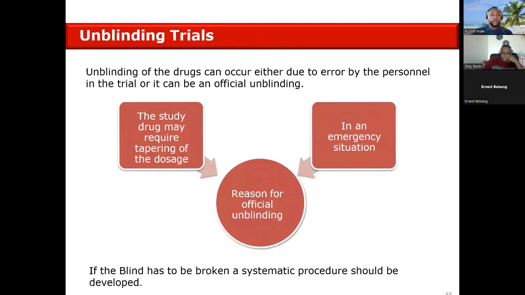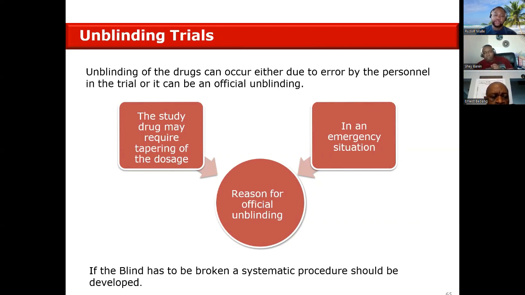Unblinding the trials. Unblinding of the drugs can occur either due to an error by the personnel of the trial, or it might be an official unblinding. If it's an error, of course, that would have some repercussions, right? But in an emergency situation, where the investigator notices that a patient is having an emergency and requests to know the particular drug that was used in the study, they can request the sponsor to provide the code to unblind the study.